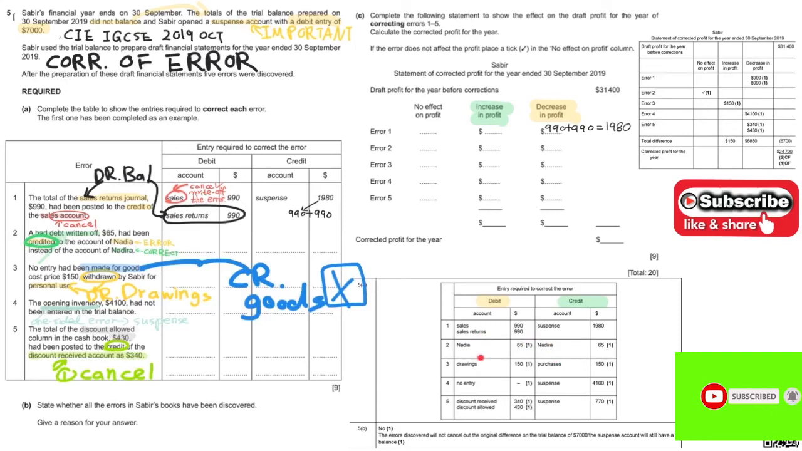On the other hand, for error 2, as you can see, there's nothing about expenses, nothing. Okay. So for number 3, can you see there's purchases 150? So you may say there is an increase in profit. Okay, so I will highlight this one for you too.